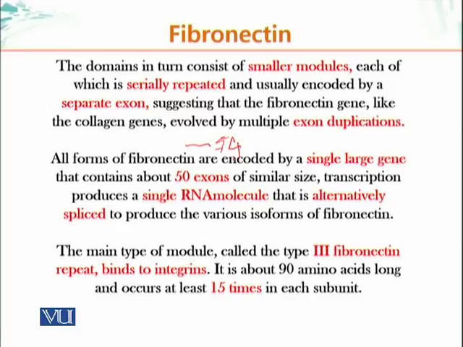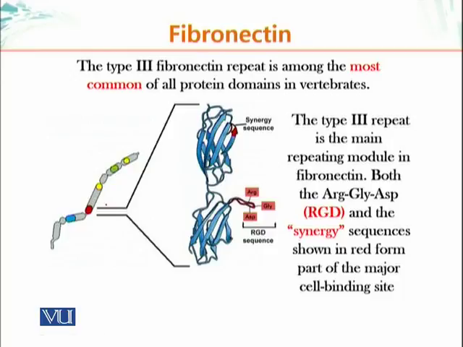All forms of fibronectin are encoded by a single large gene, and this gene contains about 50 exons of similar size. The transcript, the RNA molecule, is alternatively spliced to generate different isoforms of fibronectin. The main type of module is called the type 3 fibronectin repeat, and this has 90 amino acids, and it occurs at least 50 times in each subunit. So here, the red domain has the smaller modules shown right here. We have said that they are type 3 fibronectin repeats.